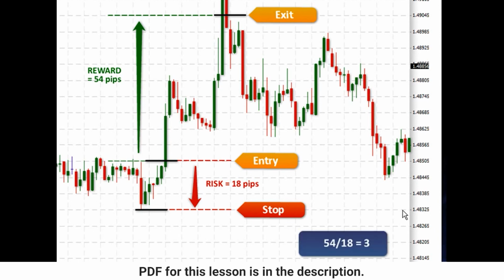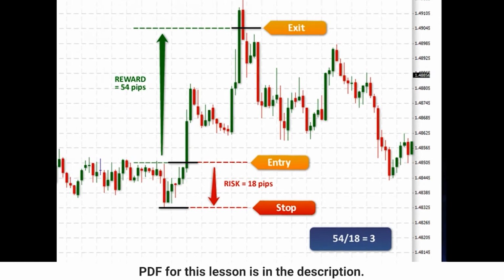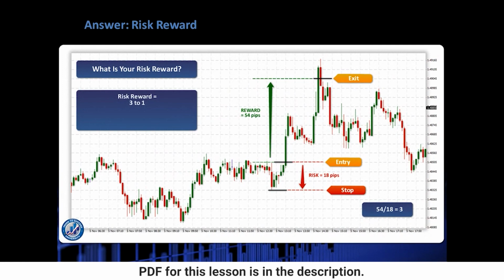So our risk reward is 54 divided by 18. Our reward divided by our risk. And that equals 3. So our risk reward is 3 to 1. That means that for every $1 you risk, you would make $3 back in return. Not a bad return on your money, right?